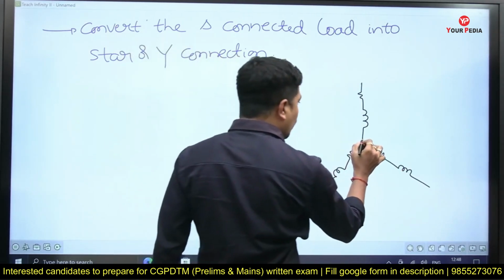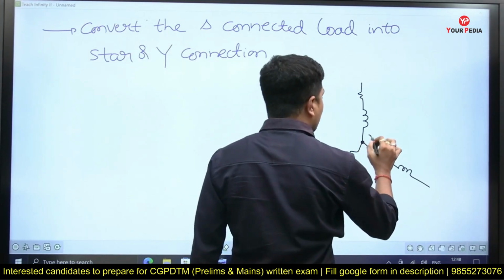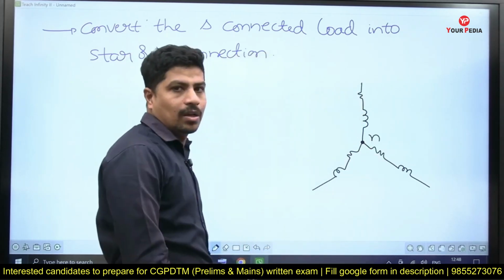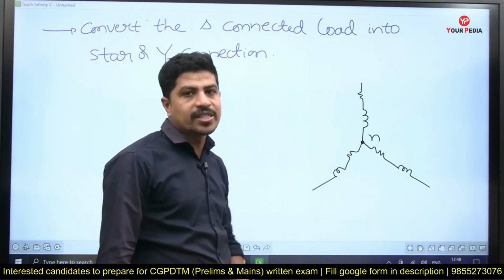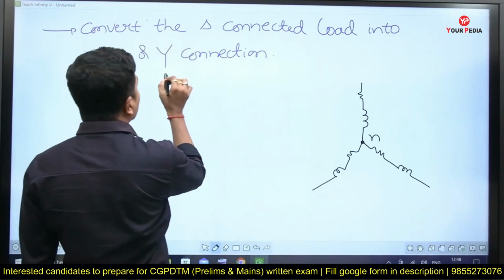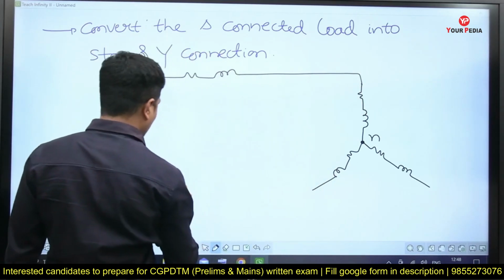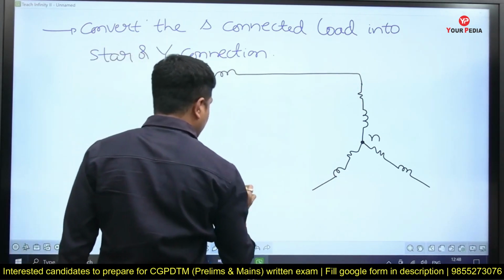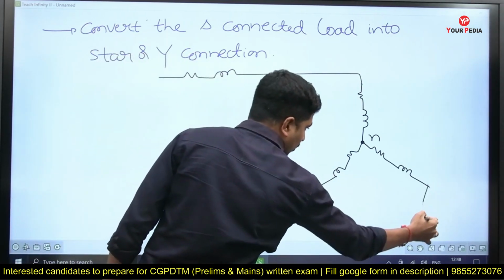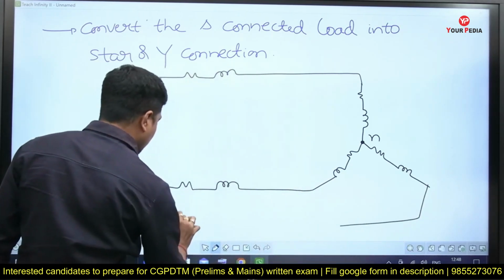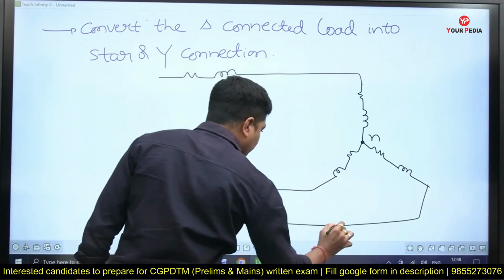See, I got the neutral points. This is neutral, load neutral. See, how much is the impedance? We'll see, there is a formula for that. This is feeder resistance, feeder reactance, feeder resistance, feeder reactance. This is feeder resistance and feeder reactance.